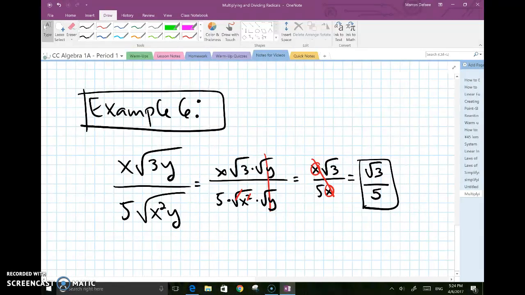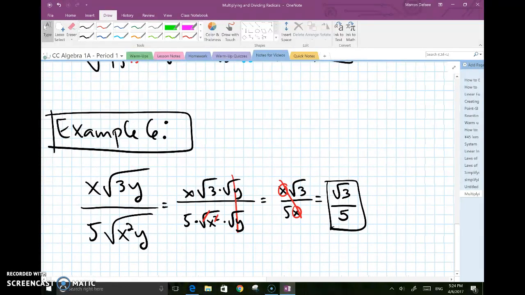Multiplication and division work by the same principles, more or less. So if you understand how to multiply, you have a pretty good shot at being good at division.